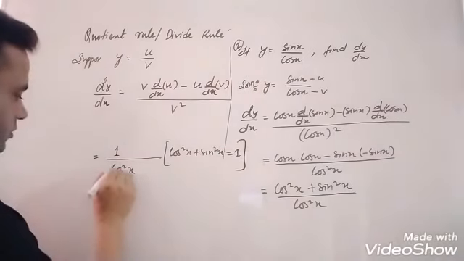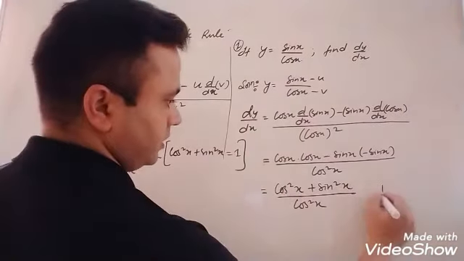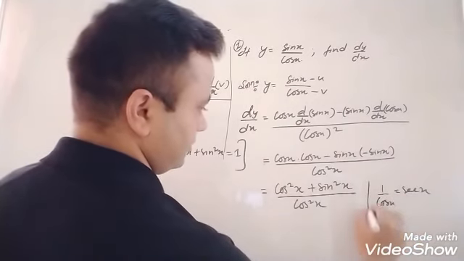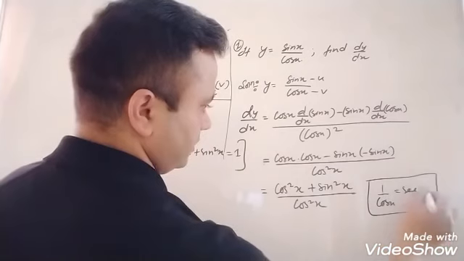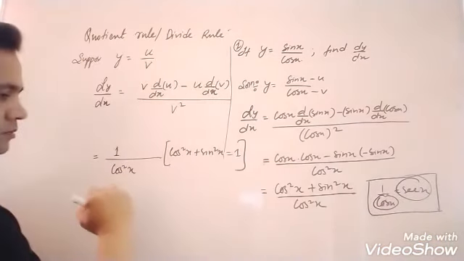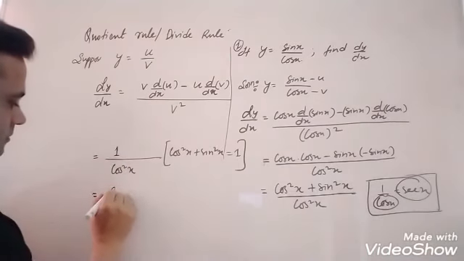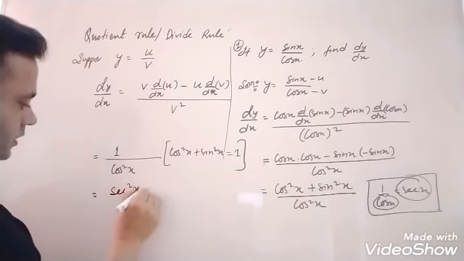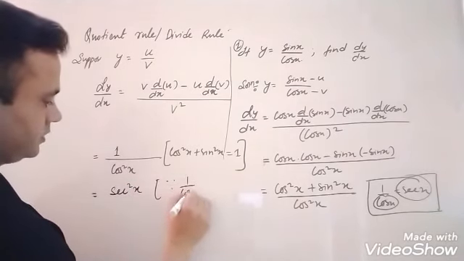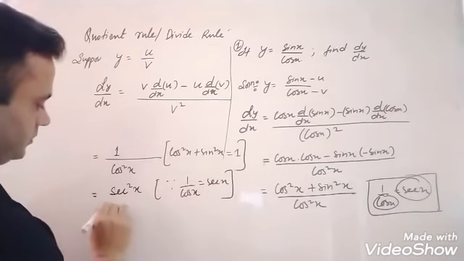Now this equals 1 by cos x, which is sec x. Why sec x? Because the reciprocal of cos is sec. So that's why 1 by cos square x is sec square x, because 1 by cos x equals sec x. Now this is the answer.